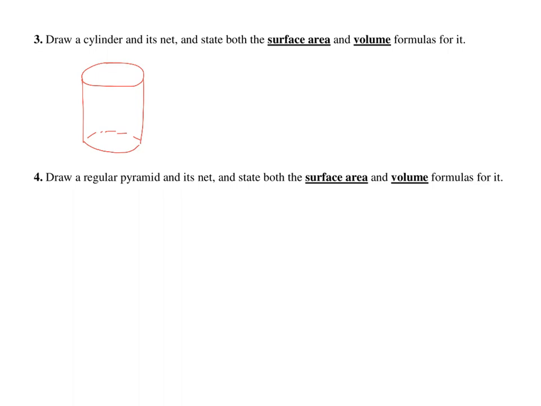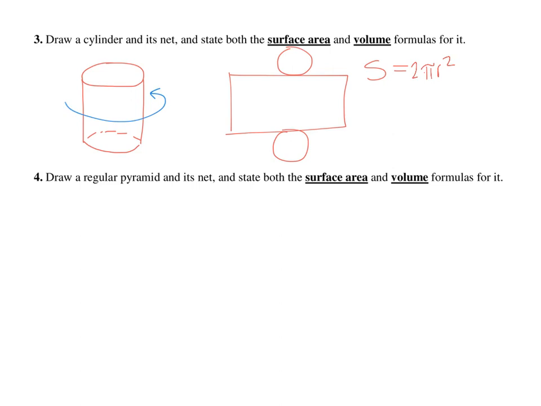All right, now to draw the net, what shape do we have going around the cylinder? We have a rectangle. All right, then we have a circle and another circle. All right, what is the surface area formula? Well, let's see here. We have 2 circles. So area of a circle is pi r squared, and there's 2 of them. All right, then we have this rectangle here.